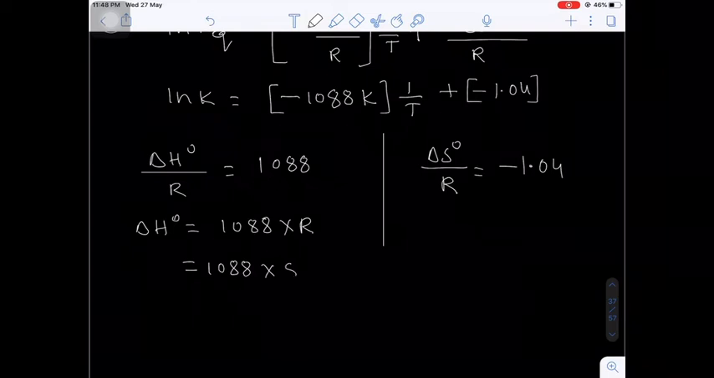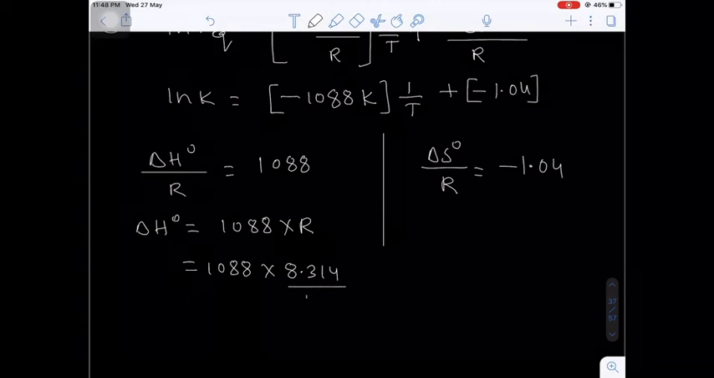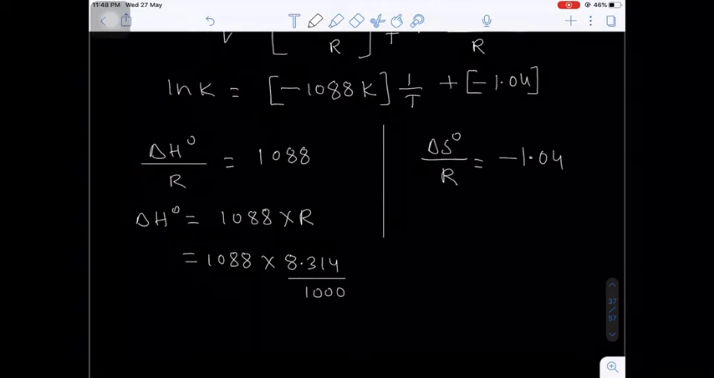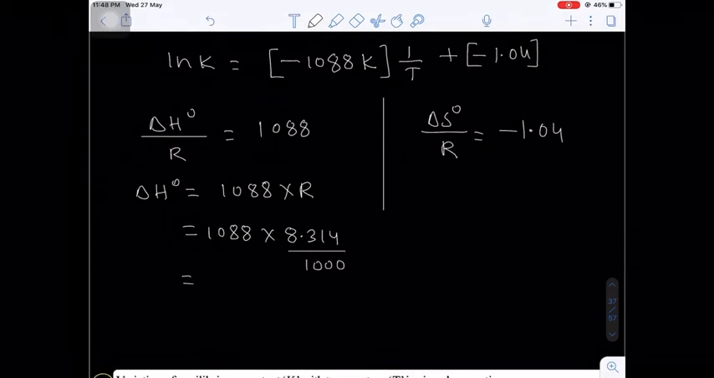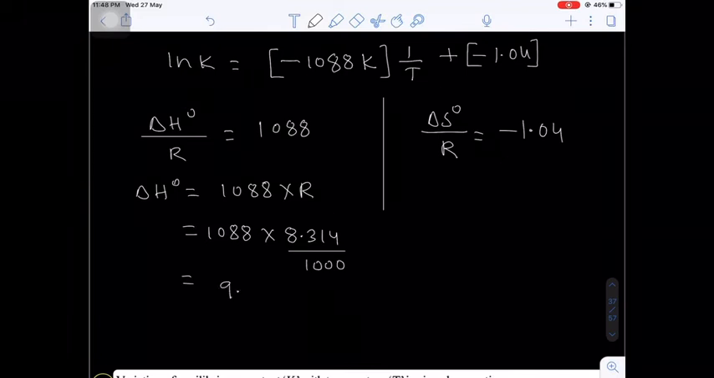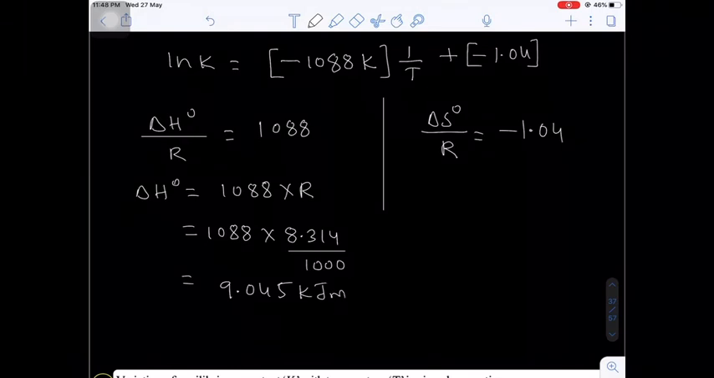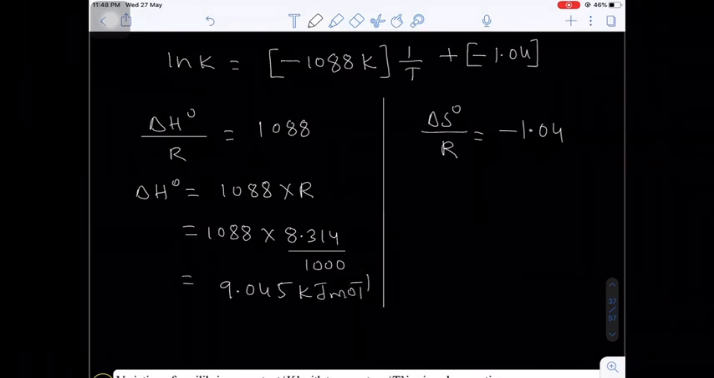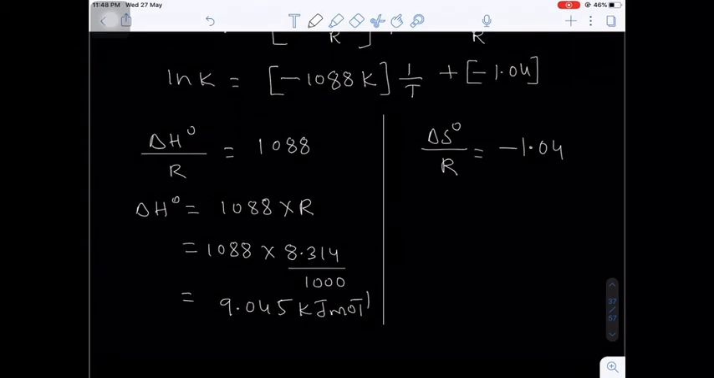Now, 1088 into capital R value in terms of joule, 8.314 joule, divided by 1000. If you write this, you will get the answer in kilojoule. Now the answer is 9.045 kilojoule per mole.